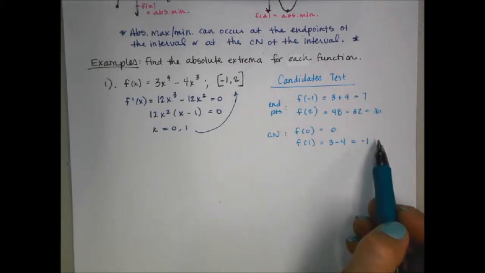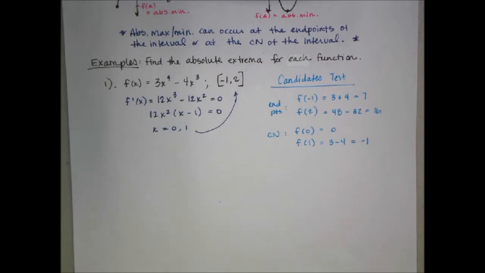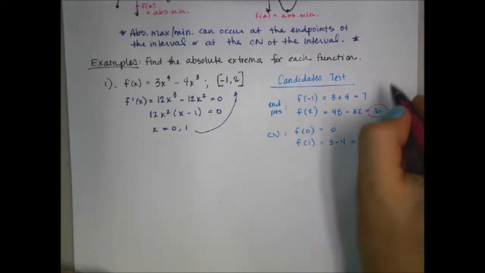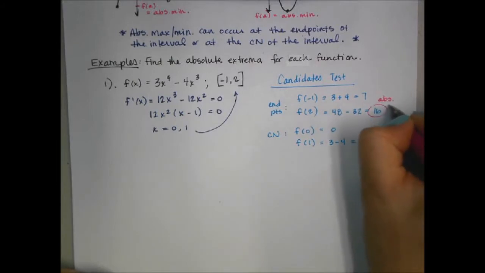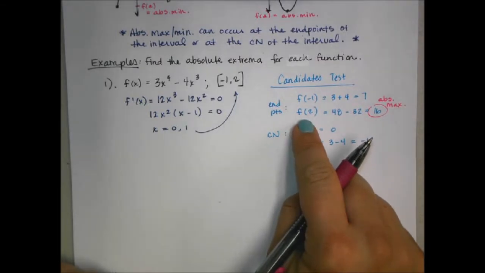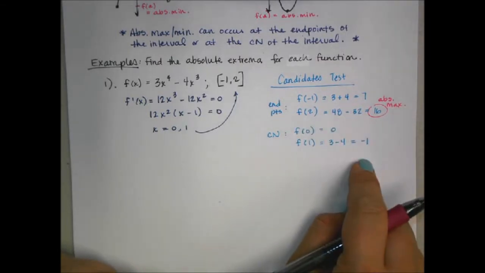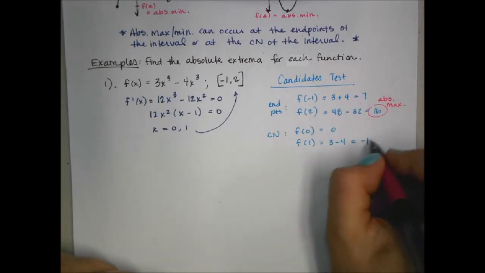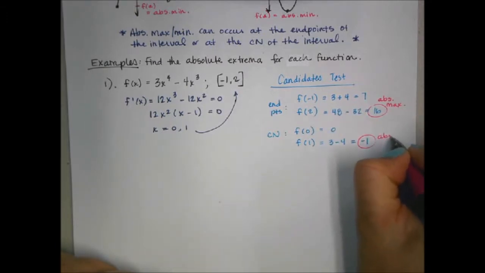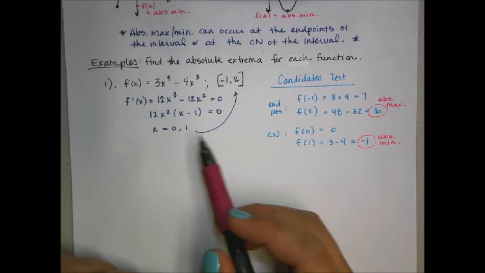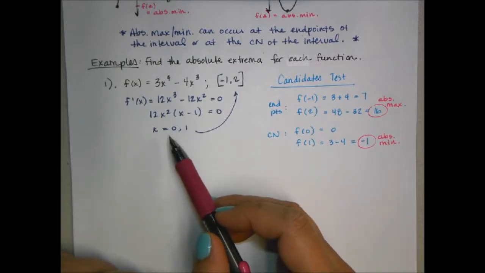Which of these values is the largest? Well, that's 16. So 16 is the absolute maximum of the function. Where does it occur? It occurs when x is 2, so at an endpoint. What's the absolute minimum? The smallest y value between the remaining 3 is -1. -1 is the absolute minimum. Where does it occur? When x is 1, so at one of my critical numbers.